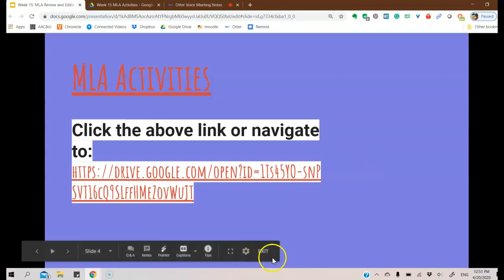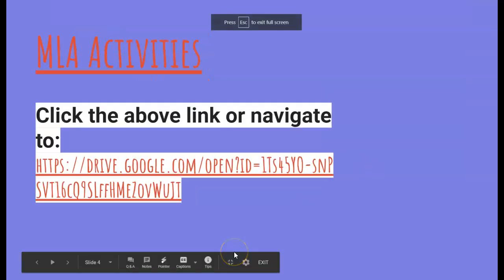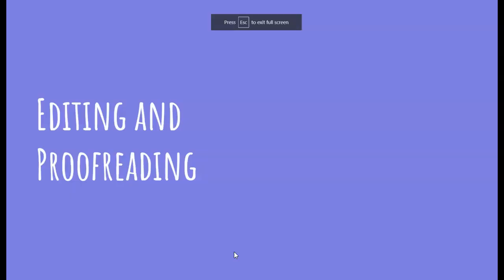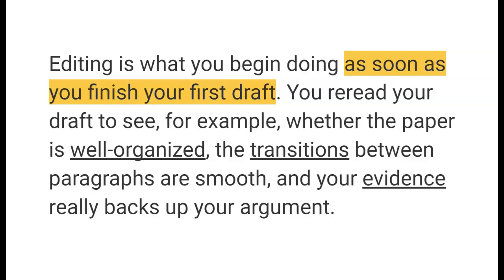All right, so the next thing I'd like to talk about this week is editing and proofreading. Editing and proofreading happens after we have a full draft. We've got our rough draft complete, we've done our outline, we've got our rough draft, and now we're thinking about revising and working on the structure of our essay to make sure that everything is as effective as it possibly can be. So it's what happens as soon as you finish your first draft.